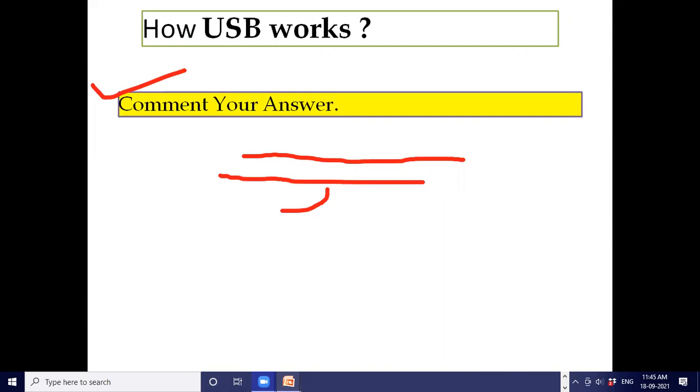You will also find different speeds associated with USB, note those down as well, like 3.0 or 2.5, whatever speeds are there nowadays. Note that down as well. How exactly it works, you try to answer that. Okay, is my question clear to you?